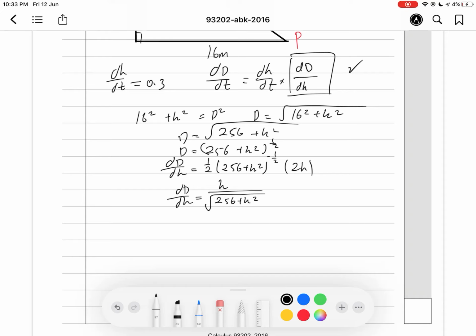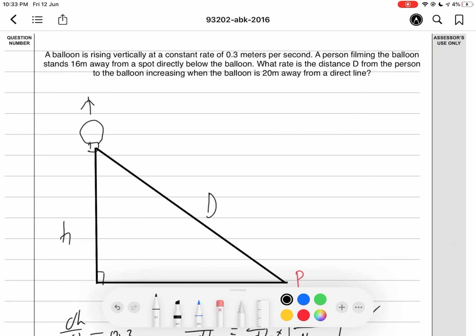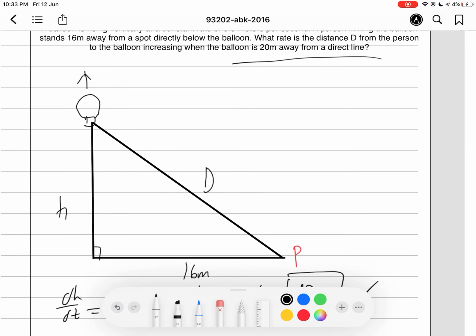Now we can multiply by dh over dt in order to find dd over dt. So dd over dt equals 0.3h divided by the square root of 256 plus h squared. The question asks us to find the rate of change of d when the balloon is 20 meters away from a direct line. The wording of this question can be a little bit misleading, especially by direct line, because technically direct line can really mean anything. That also is a direct line, so a little bit misleading.